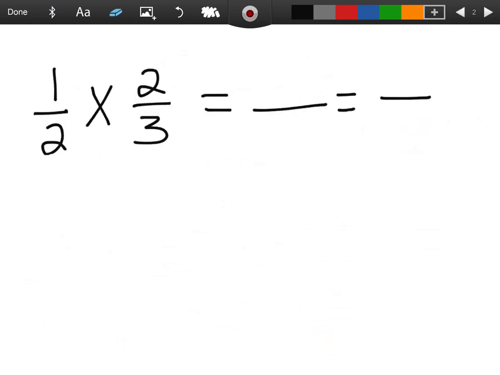Hey guys, I just want to do a super quick video on multiplying fractions. This is easy, but I want to make sure you see my expectations and how I want it written. So multiplying fractions, okay? Multiplying fractions is really easy.